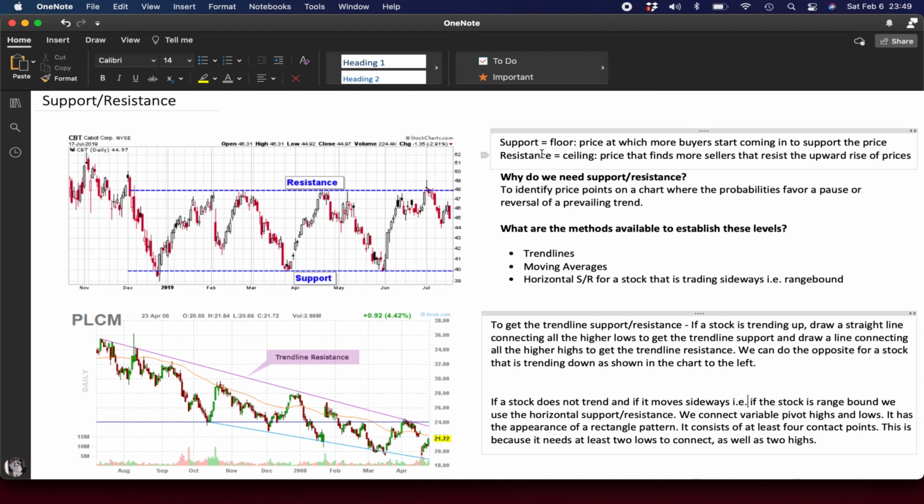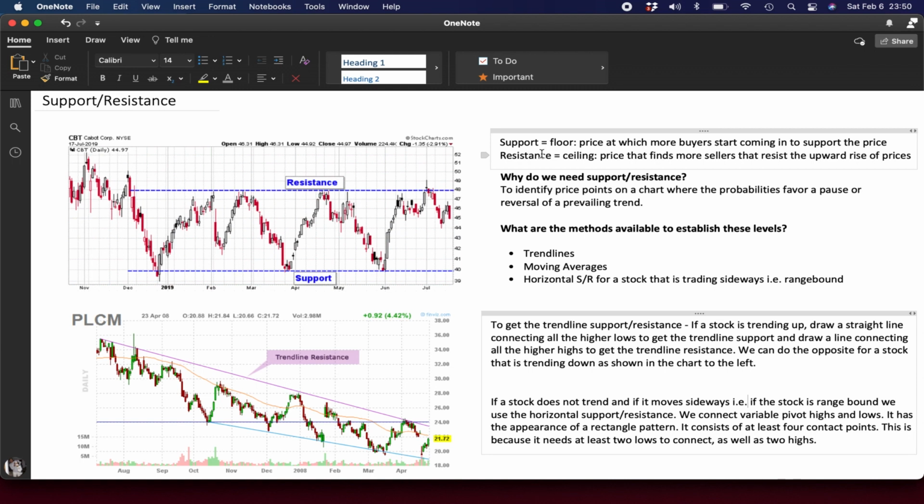Now, whatever time frame you are trading, you can see these on the charts where the stock price bounced to the upside from a low and where it stopped going higher. Now, the more times you see this on a chart, the easier it could be to establish the support and resistance. Now, why do we need this?